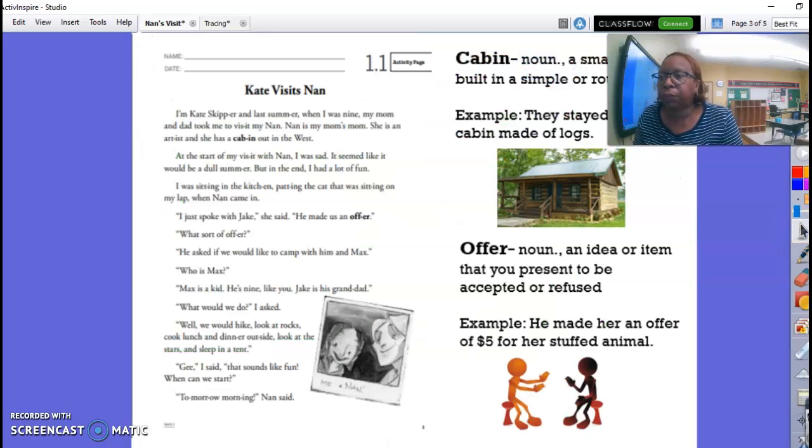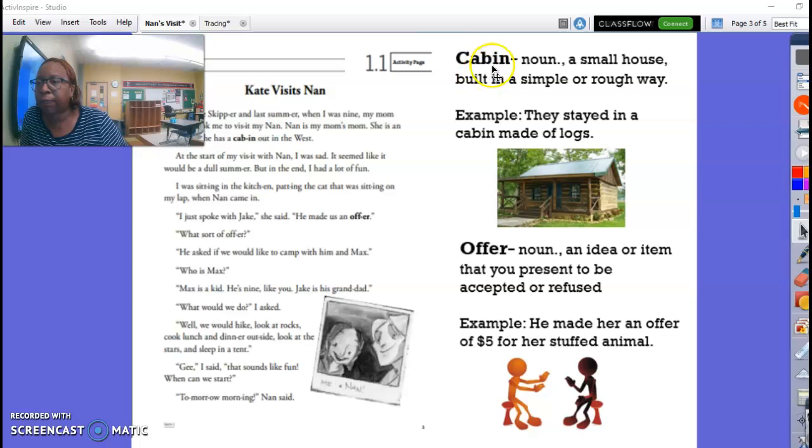Okay, so today we're going to read about Kate visits Nan. So these are the 2 words that I was telling you are in the story. So you have cabin. Cabin is a noun. Noun is a part of speech. So a noun is a person, place, or thing. So, and what is a cabin? A cabin is a small house built in a simple or rough way, meaning that they pretty much use logs to build cabins, and you'll find them in the woods, pretty much. So an example, they stay in a cabin made of logs.